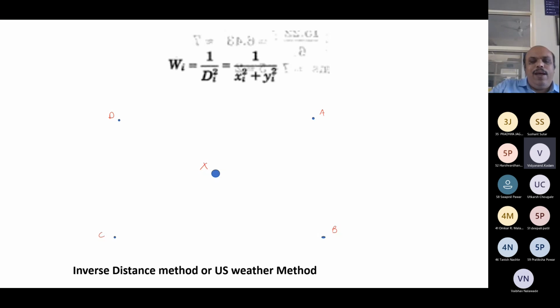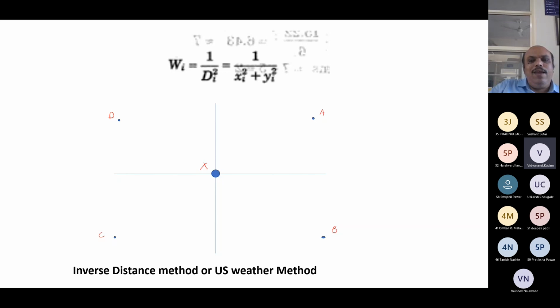Now to find this data by the inverse distance method or US weather method, we have to consider the missing data station, that is station X, as origin. So let us consider reference axes through the origin. These are the reference axes through the origin. The origin is the missing data station. And now what we have to calculate is Di, the distance between the missing data station and the index station.